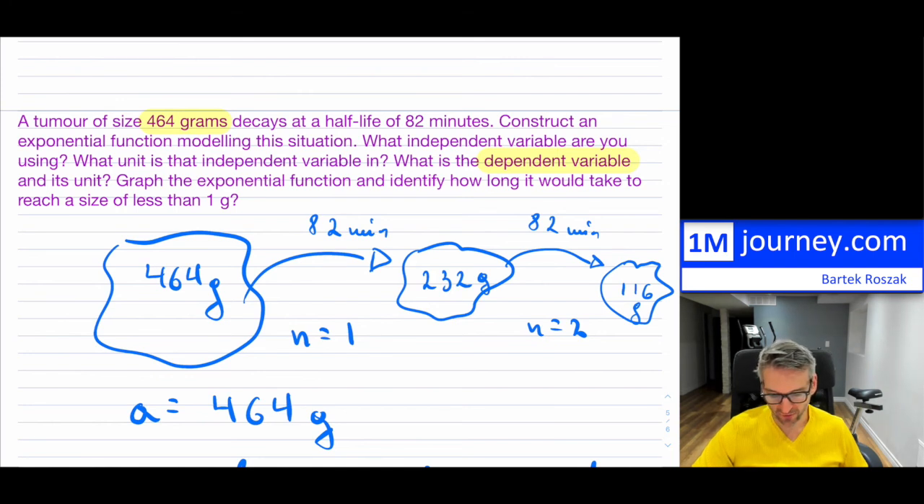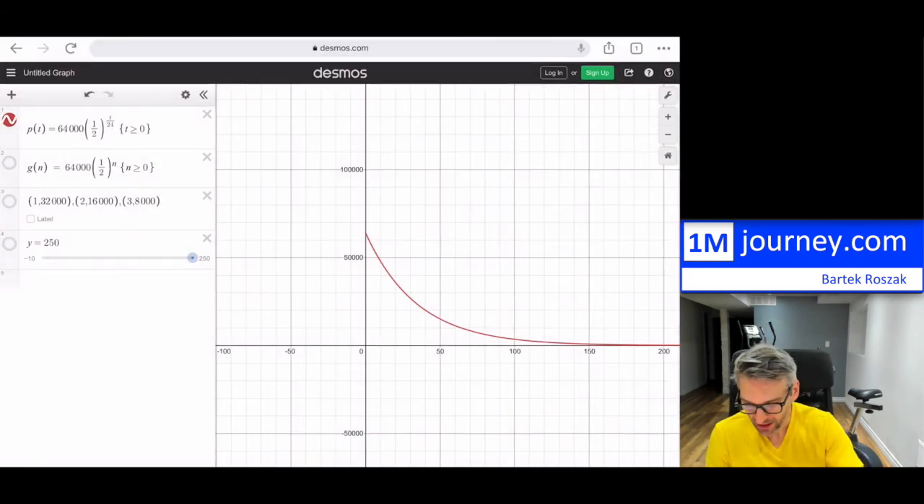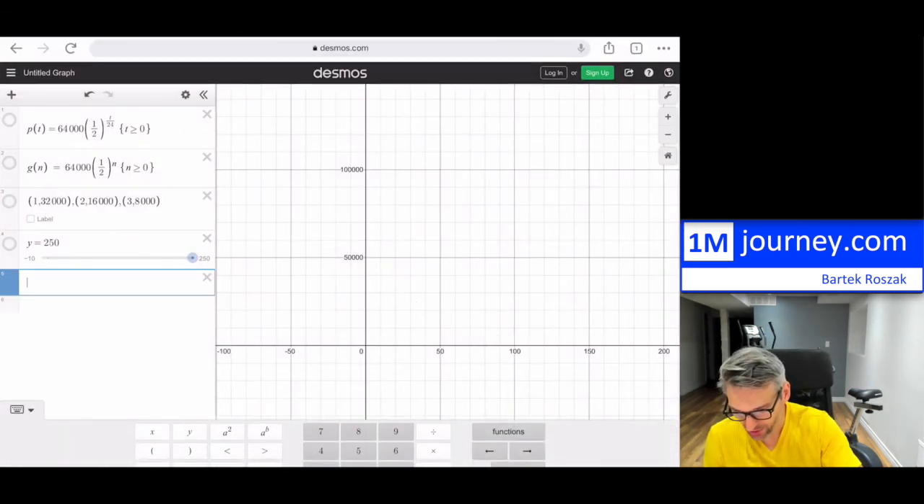Graph the exponential function and identify how long it would take to reach a size of less than 1 gram. So how long? If they say how long, I'm assuming it's time. Okay, so let's take a look and graph this out. I'm going to graph it with respect to time. I'm going to put it at 1 gram, and then you're going to see this decaying.